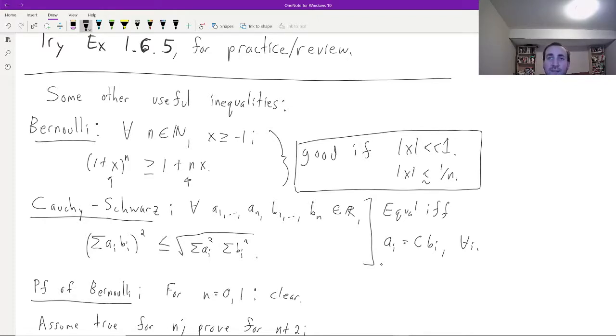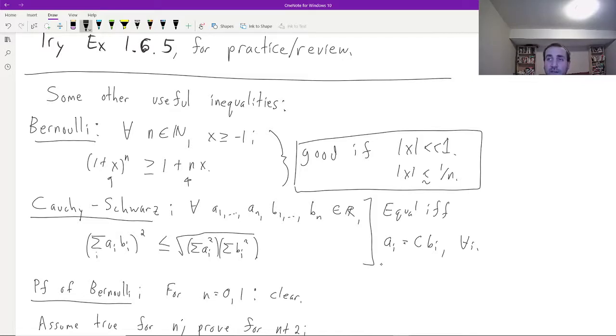Another inequality which you may have seen before is called the Cauchy-Schwarz inequality, and that says for all sequences a1 through an and sequences b1 through bn of real numbers, the sum of ai bi, quantity squared, is less than the sum of ai squareds, you can put in braces here, times the sum of the bi squareds, whole thing square root.